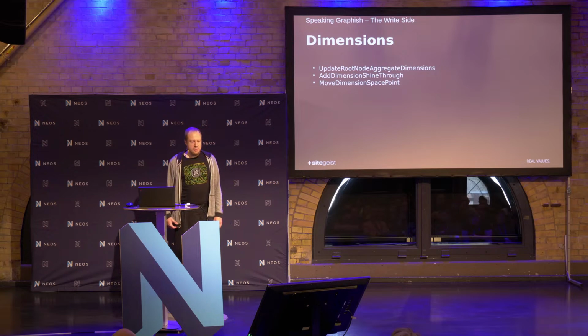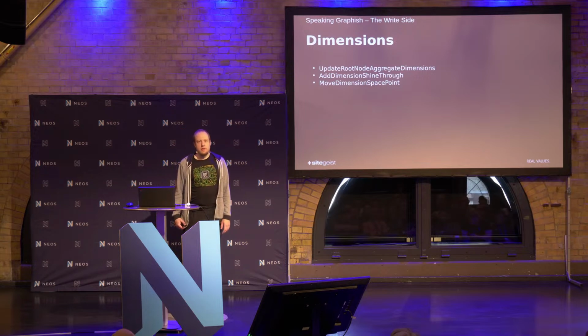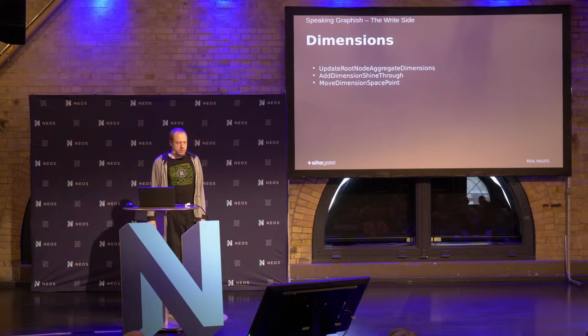Yeah, then we have add dimension shine through, and I guess there will be a remove as well. For example, if you add another language with fallback to some other language, then these fallback edges in the graph have to be added as well. And you can, of course, move dimension space points, for example, if you rename a language or something like that.